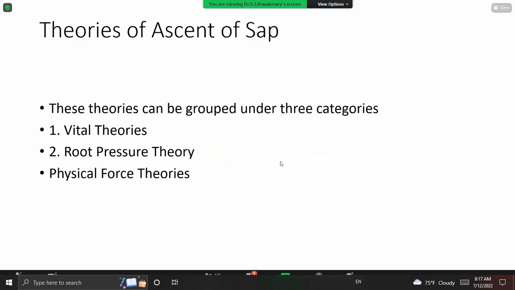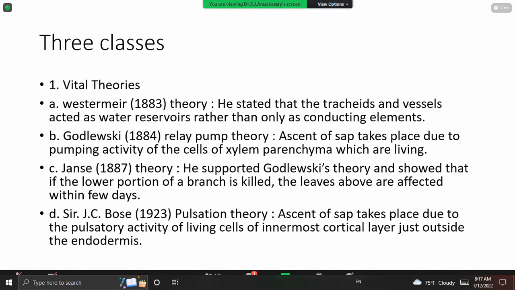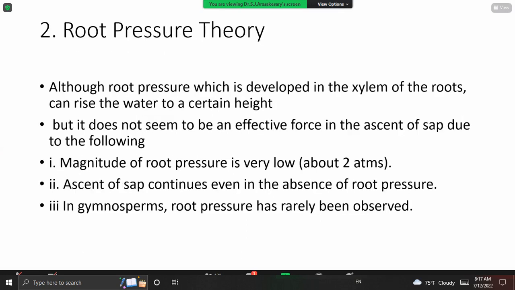Now there are several theories. I will simply touch on them, but you can later search the books and do the needful. Vital theories, root pressure theory, and physical force theories. There are three theories. You can read this later on. The root pressure you can see, and physical forces also you can see. Now, atmospheric pressure theory is also there.